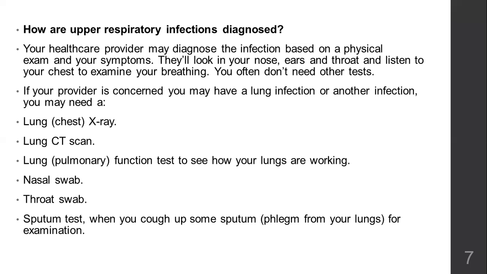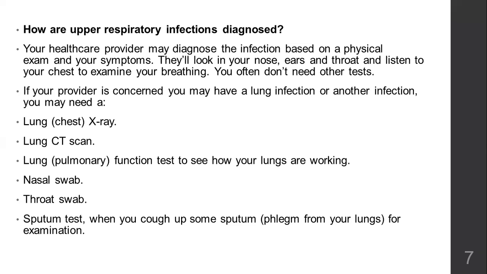This is enough. But if the physician is doubting some lung infection like tuberculosis, in that case a chest X-ray will be recommended, and a CT scan. A pulmonary function test is done to see how your lungs are functioning. Usually for people who are asthmatic, or who suffer from pneumonia, asthma, or bronchitis, a PFT is done to see what the capacity of their lungs is.